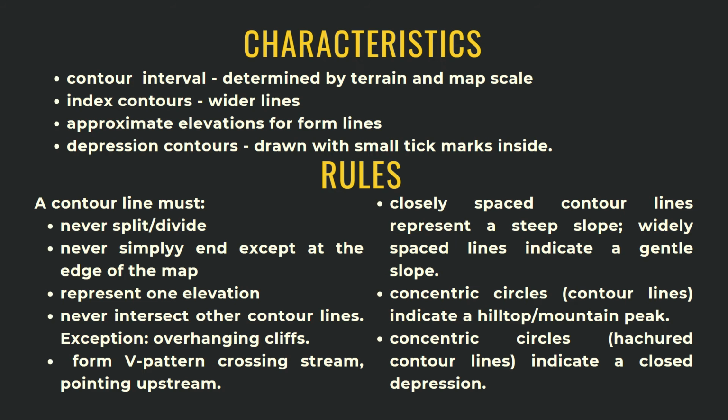Closely spaced contour lines represent a steep slope. Widely spaced lines indicate a gentle slope. Concentric circles of contour lines indicate a hilltop or mountain peak. Concentric circles of hachured contour lines indicate a closed depression.